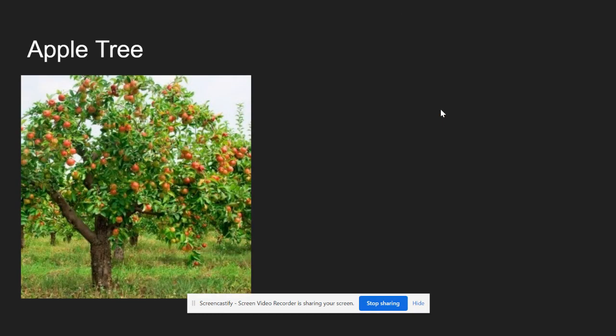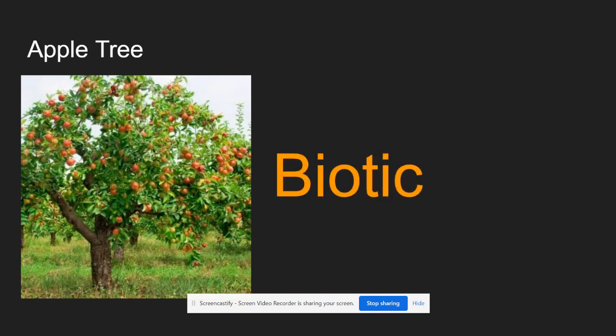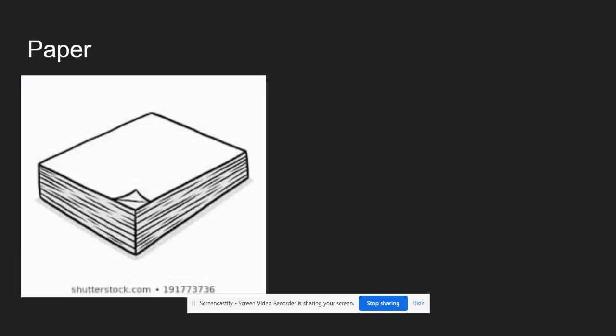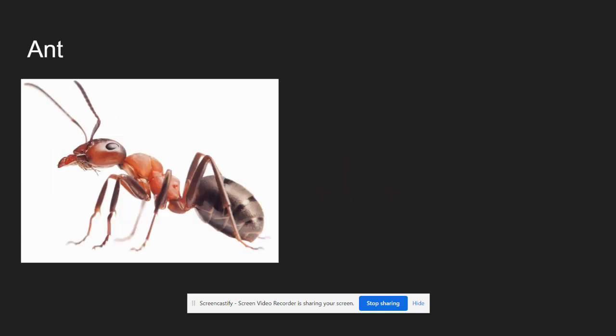We're going to go through a few examples together and see what we can identify as biotic and abiotic. First, we're going to look at an apple tree. This one should be pretty easy. Most of us know that plants are living, so an apple tree is going to be biotic. Paper, okay? Paper itself, sure, it's not living, but guess what? It came from a tree. Because it was once a living thing, it is going to be considered biotic. An ant is a living organism, so that is biotic.